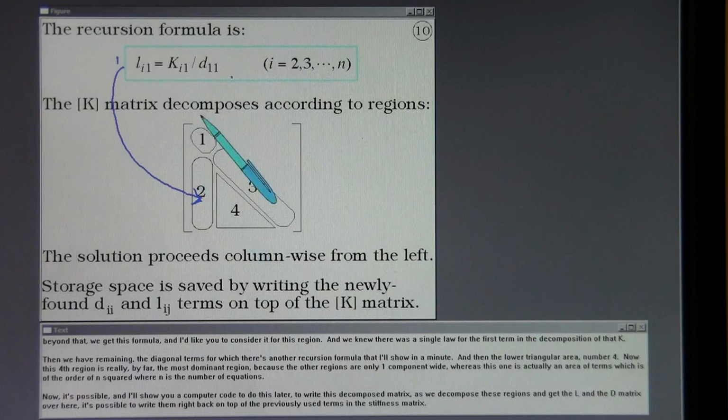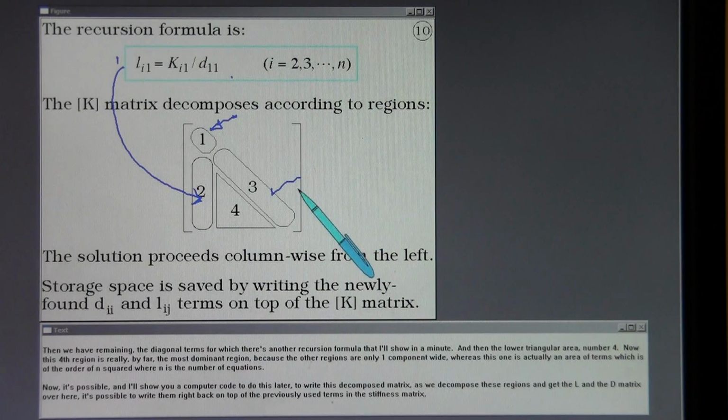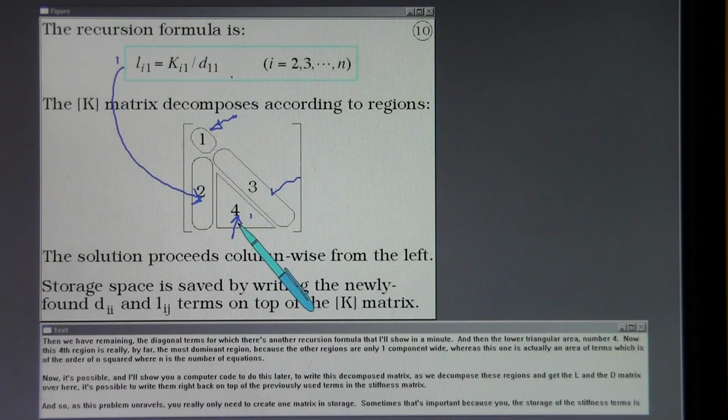And we knew there was a single law for the first term in the decomposition of that K. Then we have remaining the diagonal terms, for which there's another recursion formula that I'll show in a minute, and then the lower triangular area, number 4. Now this fourth region is really by far the most dominant region, because the other regions are only one component wide, whereas this one is actually an area of terms, which is of the order of n squared, where n is a number of equations.